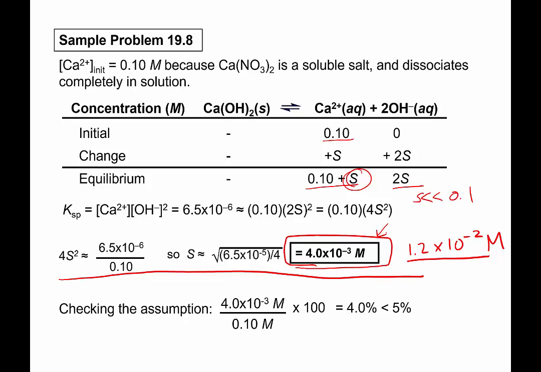So you want to make sure that this change is less than 5% of our initial concentration. So we can do that. 4.0 times 10 to the negative third divided by 0.1, times 100, is 4%, so that's less than 5. So that means we have a good assumption.